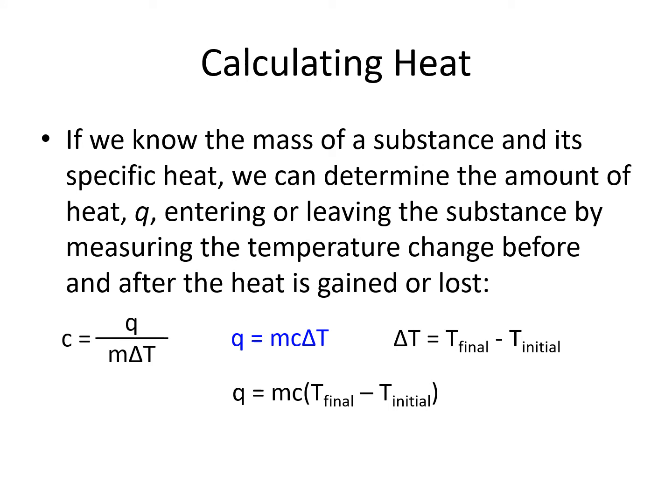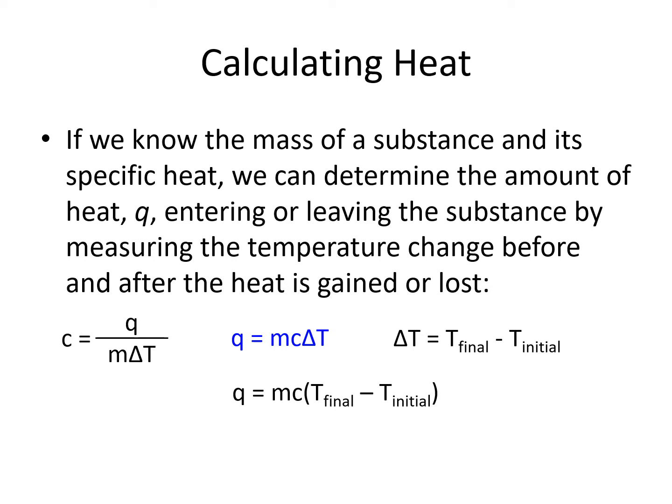Anytime we have an equation with multiple variables in it, we can rearrange it to solve for any of those variables. One of the variables that we're often going to be interested in finding is heat, Q. We can rearrange the equation for specific heat to solve for Q by multiplying both sides by m times delta T. The rearranged equation is Q equals mc delta T.